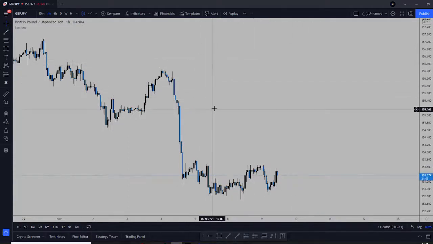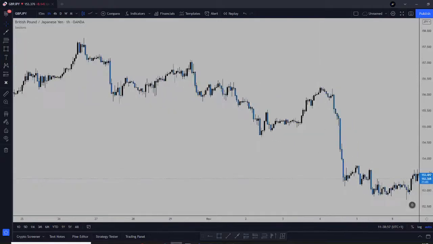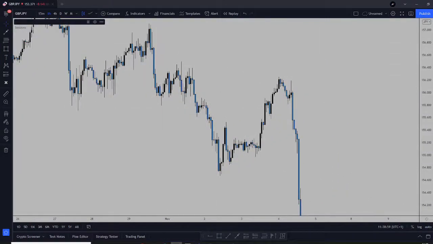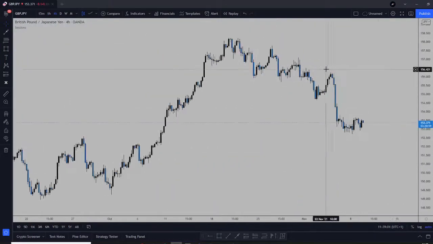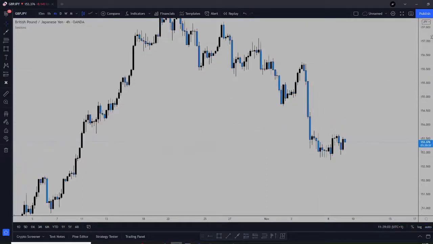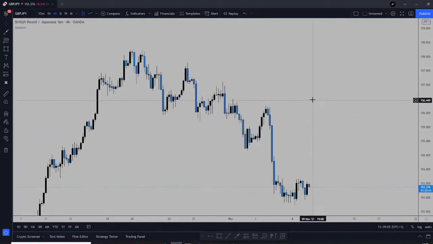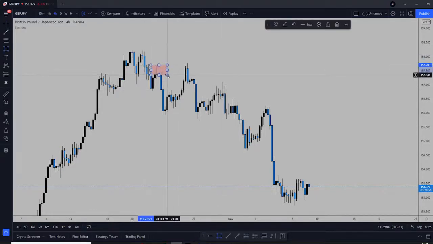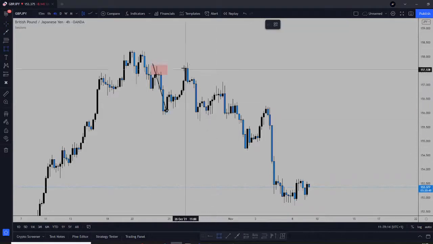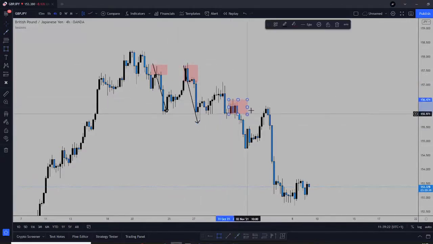Okay, so now supply and demand basically are areas, swing points, highs and lows, where heavy buying and selling happens. And you can clearly see this. You can see that at this area right here, a lot of selling happens. You can see that at this area right here, a lot of selling happens. Over here, at this area, a lot of selling happens.